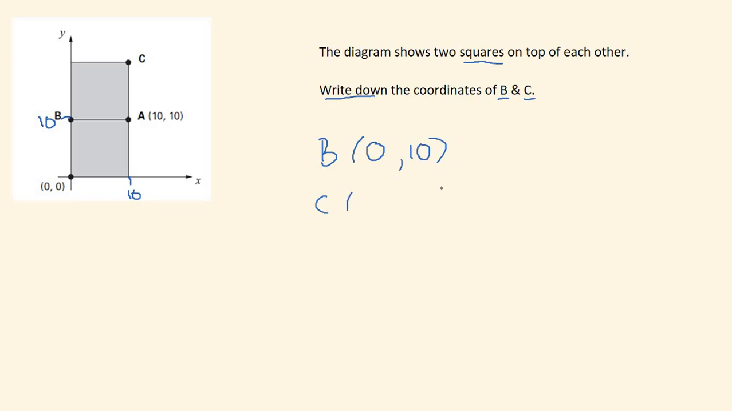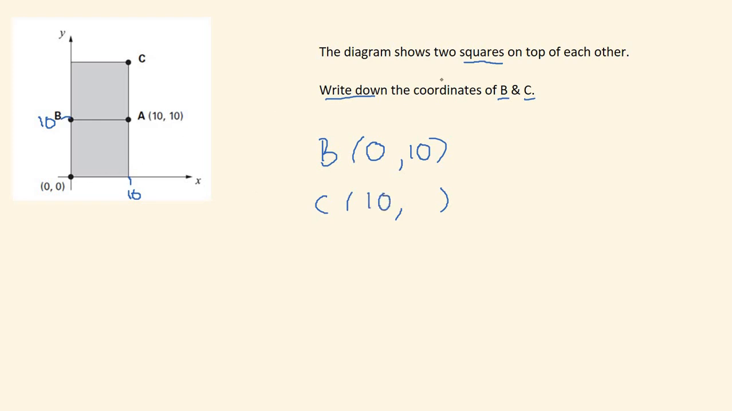Now C is a little bit more tricky, but again we've just got to remember the fact that we have actually got one of the points already, and we've been told we've got a square. So first of all let's look at the x coordinate for C. Now C is in line, we can see, with A, which means it must have the same x coordinate. It's along that same line, so therefore the x coordinate of C must be 10.